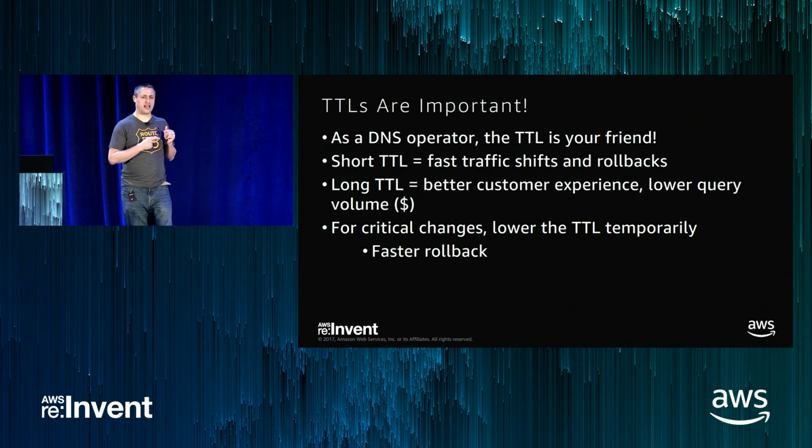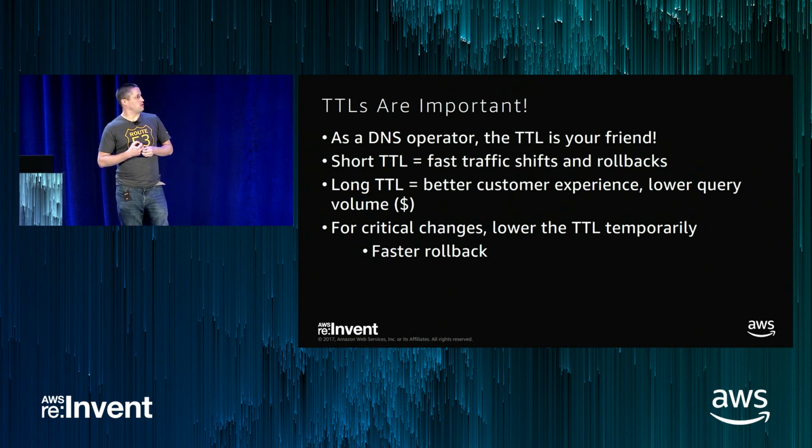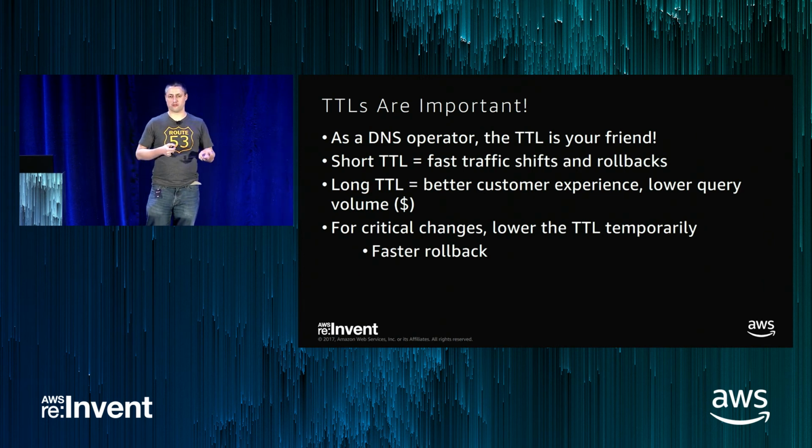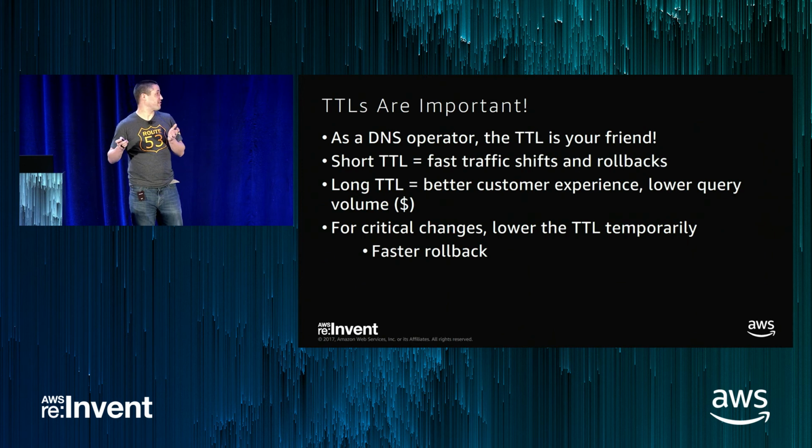One exception to that: for critical changes, at the time you're making the change, you want low TTLs. So let's suppose you have a record that has a 2-hour TTL. You make a change to it. Now, you want to roll back. A whole load of resolvers around the world have now cached that, and they'll come back to you in 2 hours to get the new version. So your rollback is going to take forever.